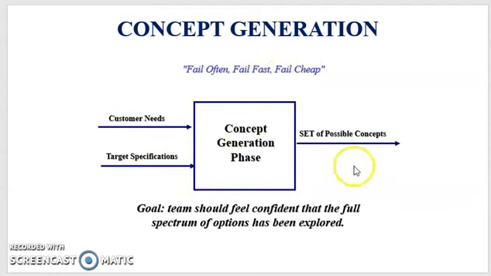This is the general black box model of a concept generation phase. Here the inputs are the customer needs and the target specifications, and the output will be the set of possible concepts, or the space of possible concepts. The main goal of the concept generation phase is that at the end of this activity, the team should be confident that the full spectrum of options, or all the concepts, has been explored.